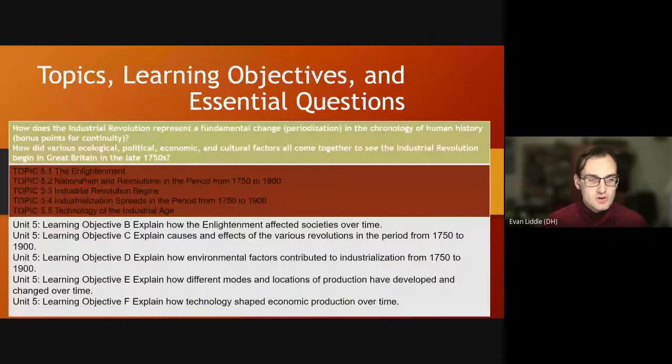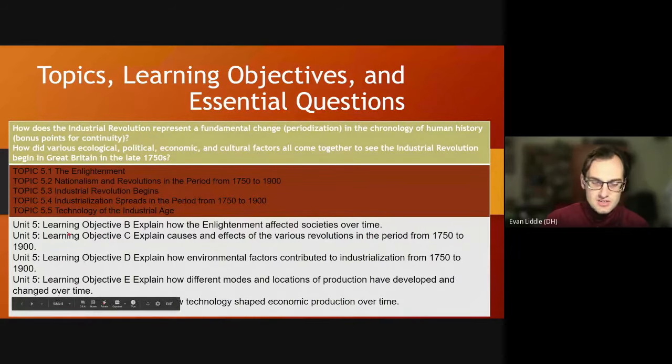Before we get started, however, there are 2 essential questions you will be able to answer by the end of this presentation. Question number 1, how does the Industrial Revolution represent a fundamental change in the chronology of human history? Bonus points for continuity. Question number 2, how did various ecological, political, economic, and cultural factors all come together to see the Industrial Revolution begin in Great Britain in the 1750s? With these 2 questions out of the way, let's talk about what exactly was the Industrial Revolution.